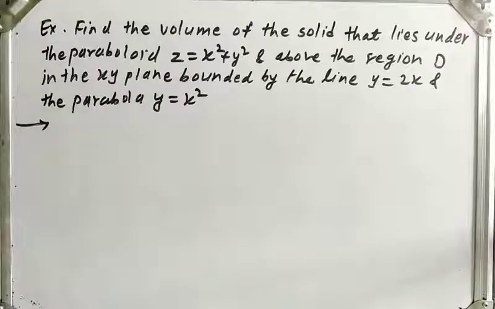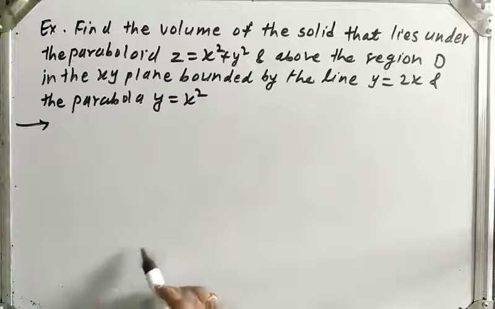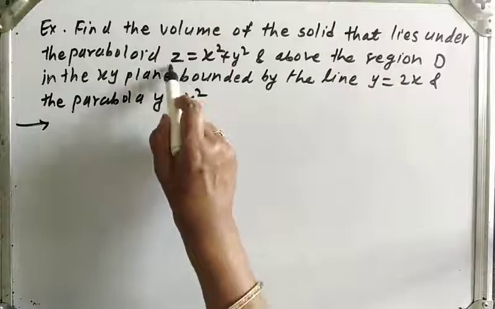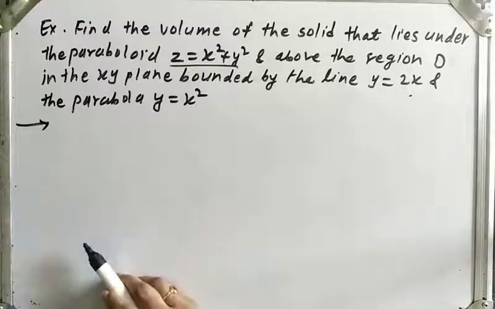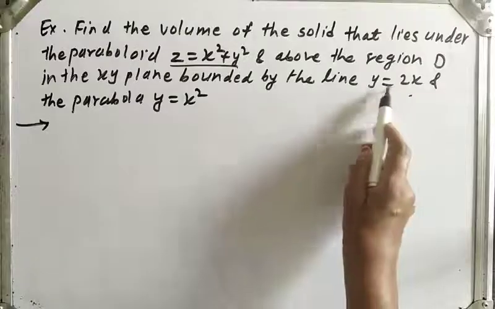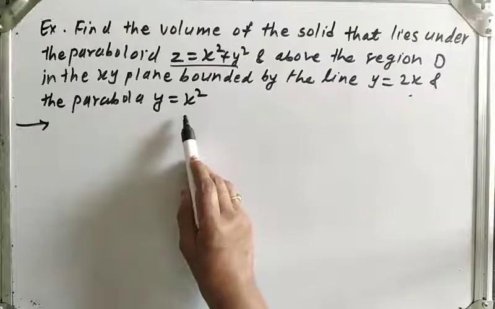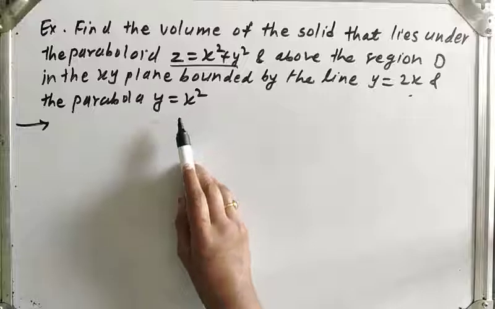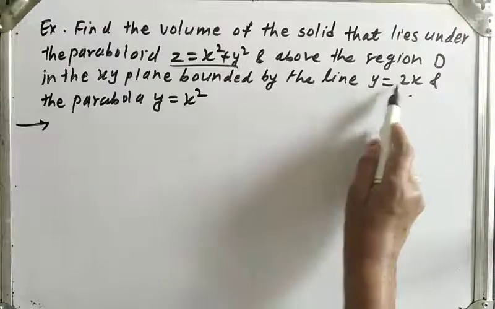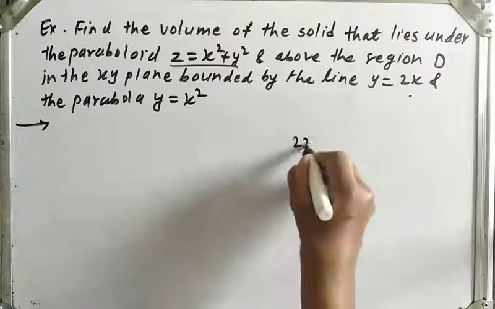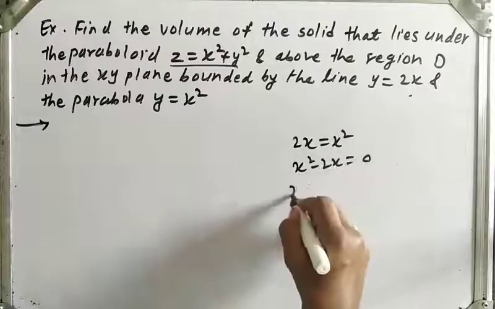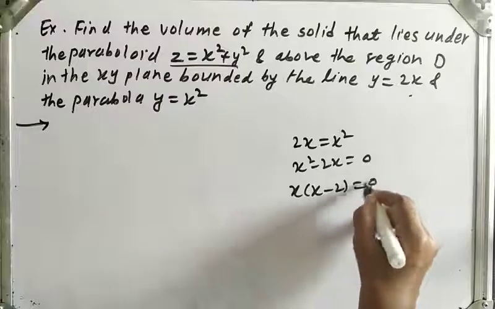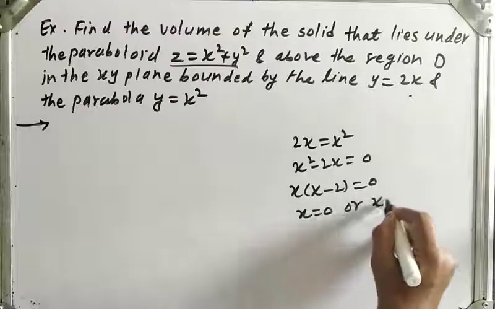So what is given? We have to find the volume of the solid that lies under this paraboloid and above the given region bounded by y equals 2x and y equals x². First we will find the points of intersection of y equals 2x and y equals x². Now look here, 2x is the same as x², so x² minus 2x equals 0. We can take x common, so x is 0 or x is 2.